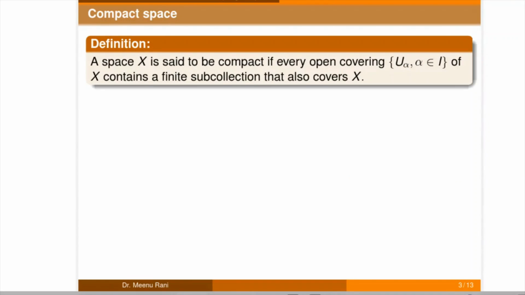Now we have a definition of a compact space. A space is compact if we take any open covering of X, which is a collection of some open sets of X which covers this set X, that contains a finite subcollection that also covers X. So it means if we take a collection of some open sets of X which covers X, it means X is equal to the union of these U alphas, and we take any subcollection of this collection.